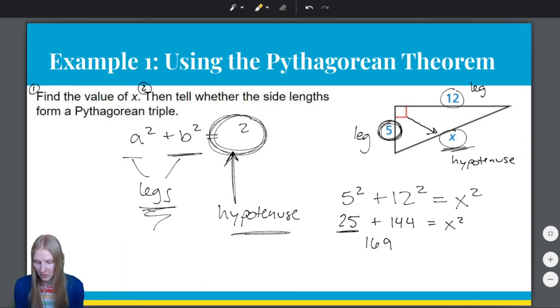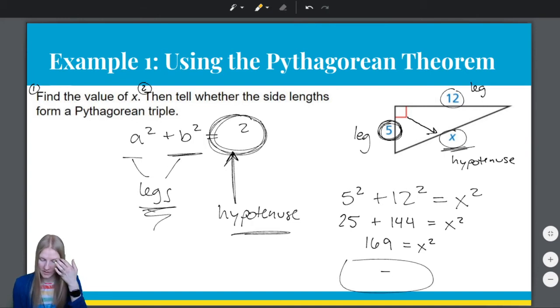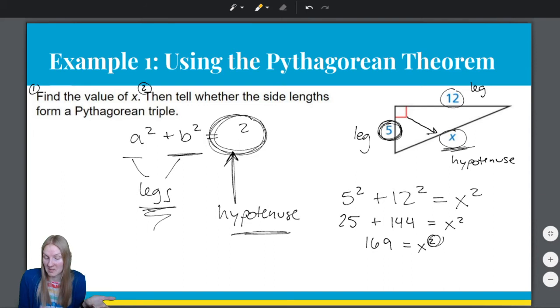So I just added 25 plus 144 equals 169. So that is equal to x squared. And now, this is not x, right? I wanted to find the value of x. In the end, I want x equals some number. But I don't have x equals some number. I have x squared equals some number.